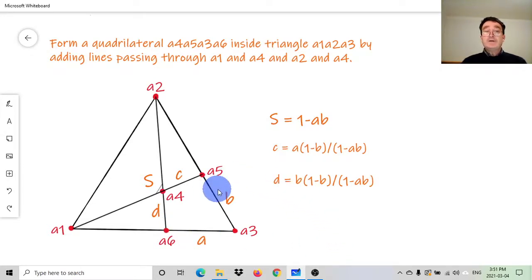And previously, in the previous video, we found that the spread S here is 1 minus AB. A is the quadrance of this side between A6 and A3. B is the quadrance between A3 and A5, and C is the quadrance between A5 and A4, and D is the quadrance between A4 and A6. So previously we calculated the values of C and D in terms of A and B, and this is the result right here.